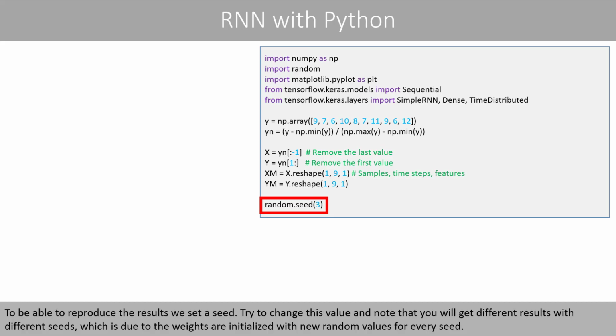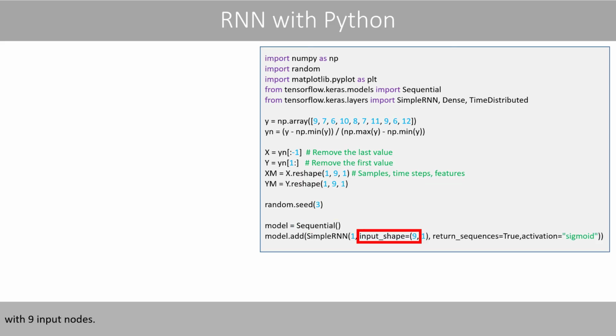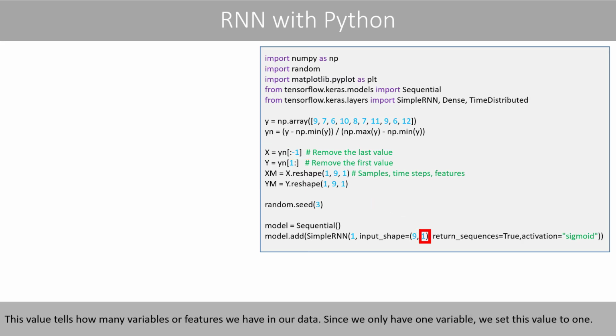Try to change this value and note that you will get different results with different seeds, which is due to that the weights are initialized with new random values for every seed. Then we use the function sequential to build a network with 9 input nodes. The reason why we use 9 input nodes is because our time series includes 9 values. This value tells how many variables or features we have in our data. Since we only have one variable, we set this value to 1.